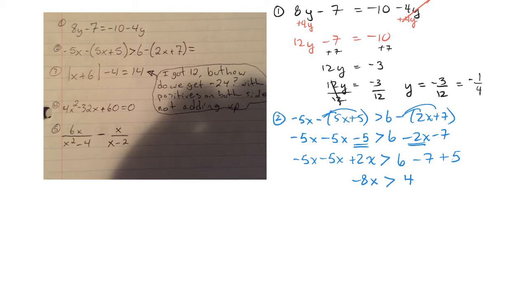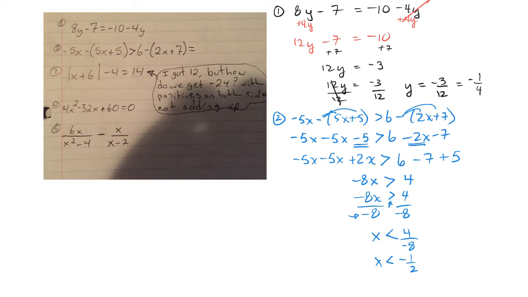Then I have to divide both sides by a negative 8. So divide by negative 8, divide by negative 8. So I'll get x. When you divide by a negative number, you have to switch that sign. So instead of greater than, it'll be a less than. 4 over negative 8, which when you simplify becomes negative 1/2. I shouldn't put an equal sign there. Really, let me do that properly. It would be x is less than negative 1/2.